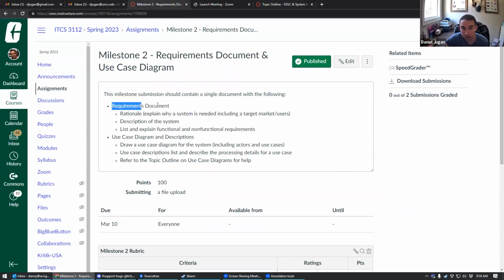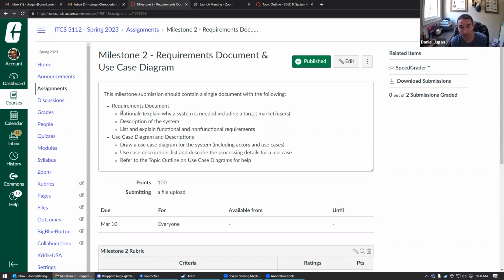Okay, you need a requirements document. So the first thing that you need in your requirements document is a rationale for why the system is needed. So what problem does this application address? Is it helping you keep track of your employees? Is it helping you figure out what clothes you have in your closet? Is it helping you plan out what meals you're going to eat that month? Whatever it is, explain what problem this application is addressing.